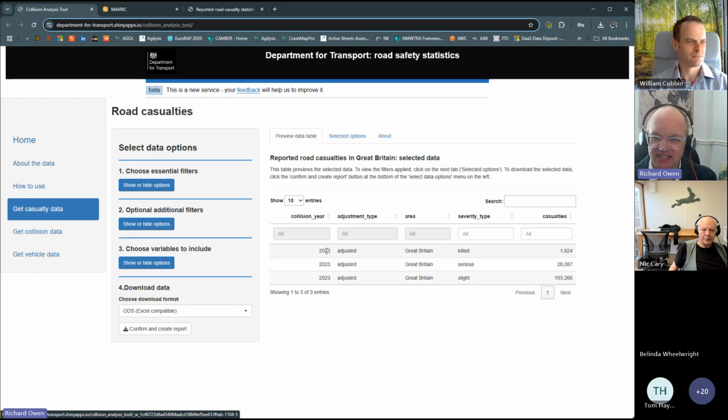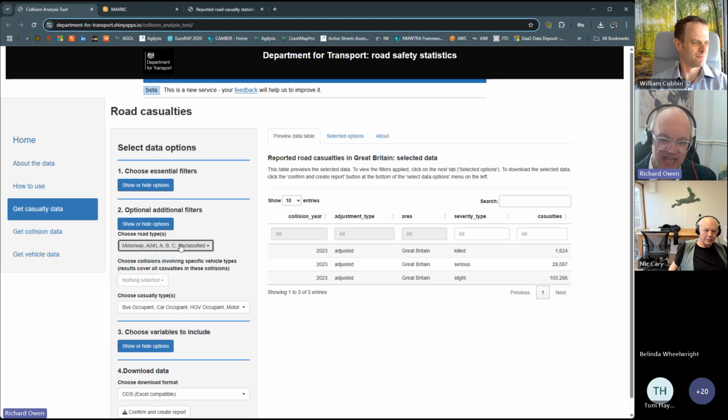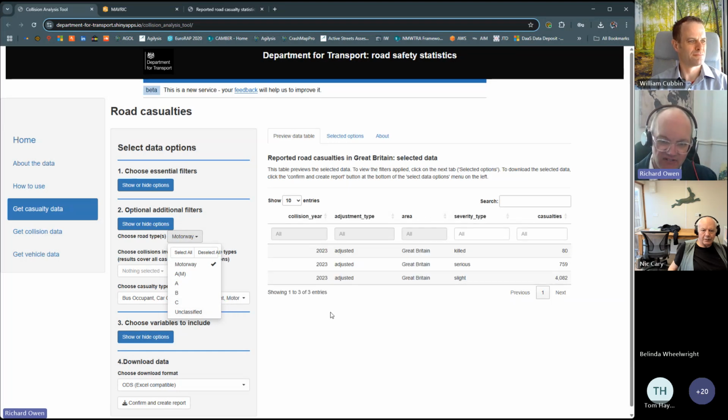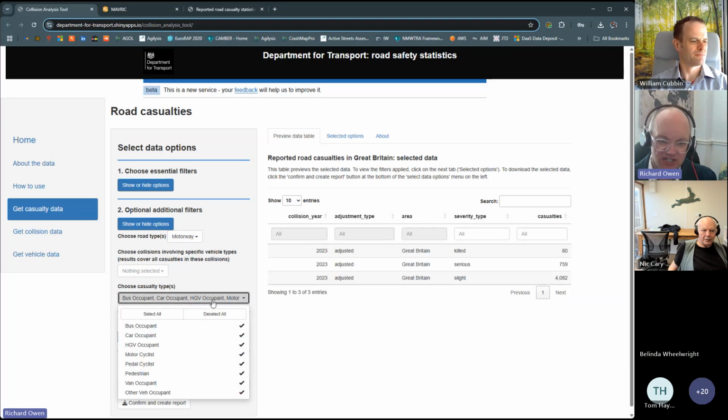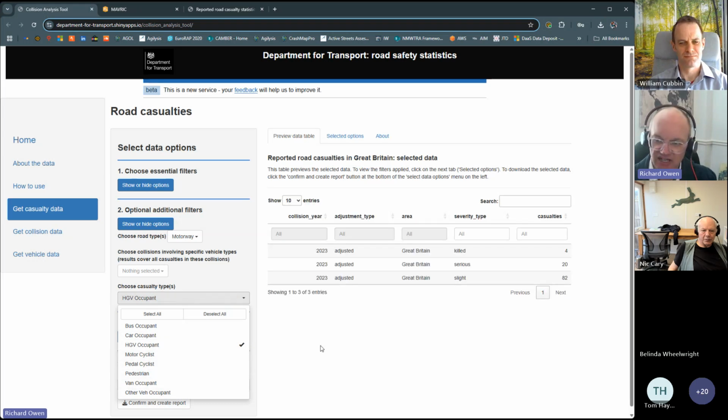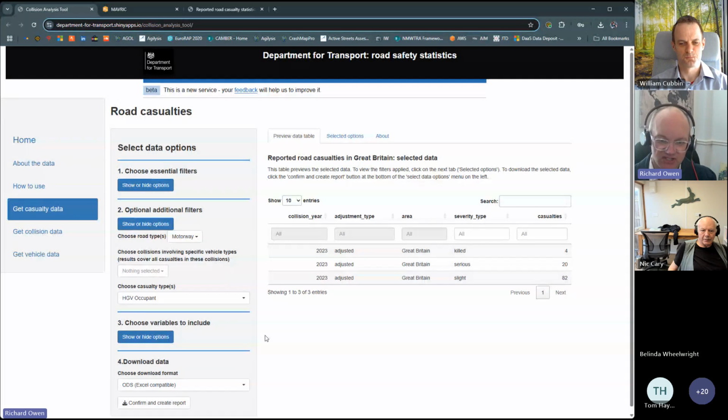So you can see here for 2023, we have the number of killed, serious, or slight, adjusted, by the way, if anybody knows what that means, from a member of public perspective, I'm sure you all do, and then the total number of casualties within there. And then you can simply add other filters. If you just wanted to see motorways, you can do that quite simply, and it updates very, very quickly. And then you can choose casualty type. If I wanted to only look at HGV occupants, I can do that on there. So yeah, smaller numbers in terms of HGV occupants.